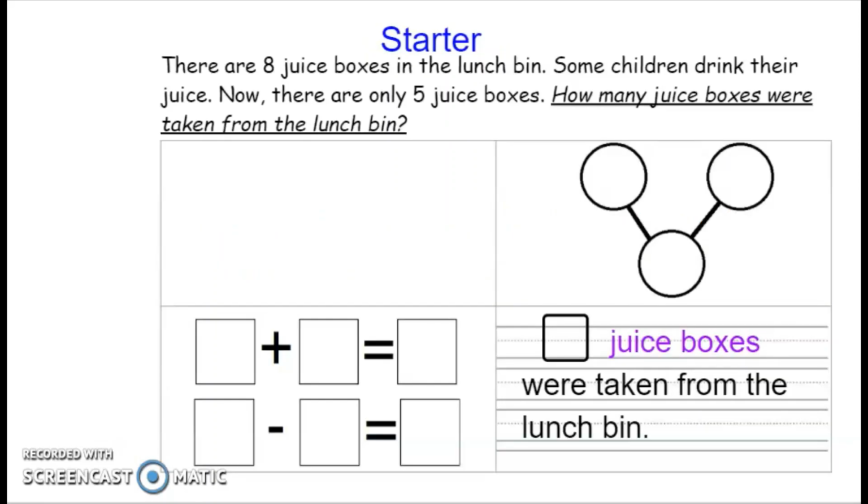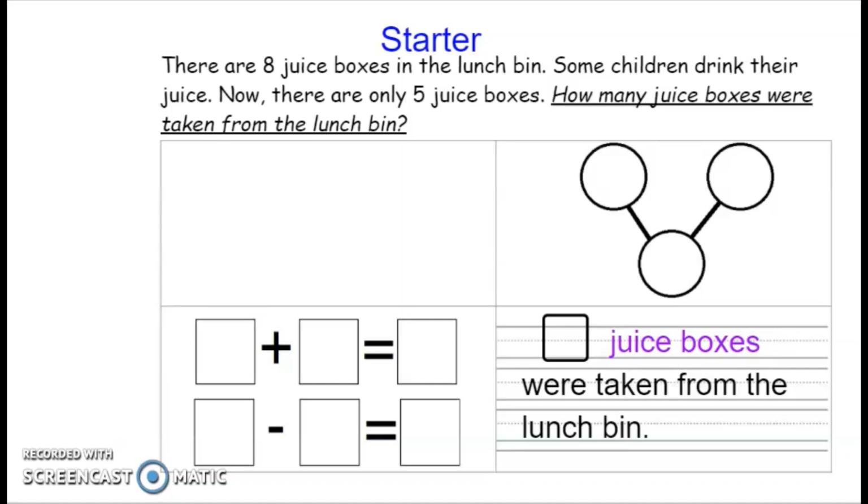Moving on to our starter problem, let's go ahead and read. There are 8 juice boxes in the lunch bin. Some children drink their juice. Now there are only 5 juice boxes. How many juice boxes were taken from the lunch bin? Remember, great mathematicians always go back and reread. So let's do that. There are 8 juice boxes in the lunch bin. Some children drink their juice. Now there are only 5 juice boxes. How many juice boxes were taken from the lunch bin? Pause here and tell someone how you would solve this.